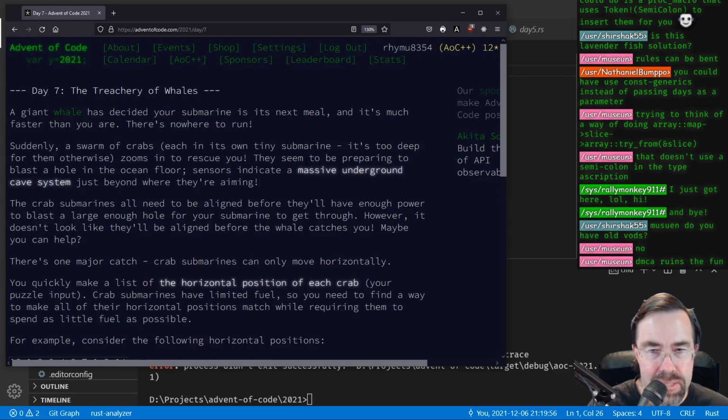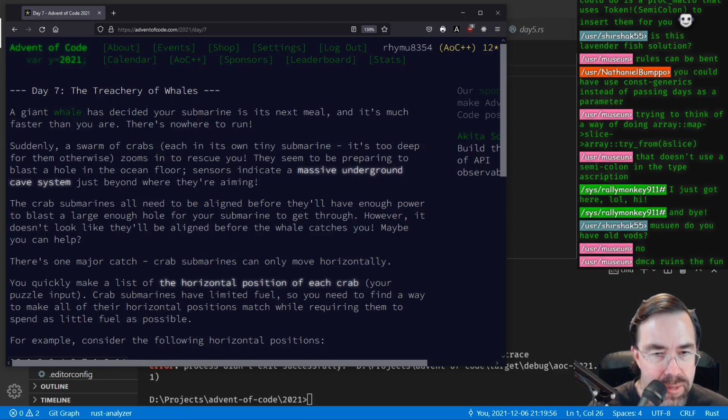The crab submarines all need... See, that's kind of ironic. Crabs, rust, and all that. They all need to be aligned before they'll have enough power to blast a large enough hole for your submarine to get through. However, it doesn't look like they'll be aligned before the whale catches you.